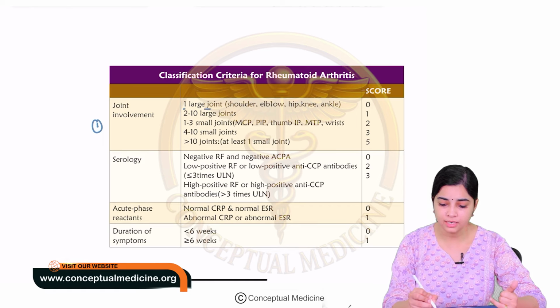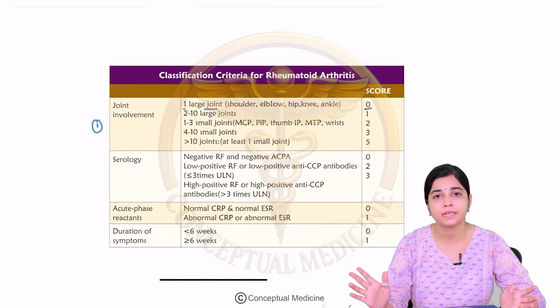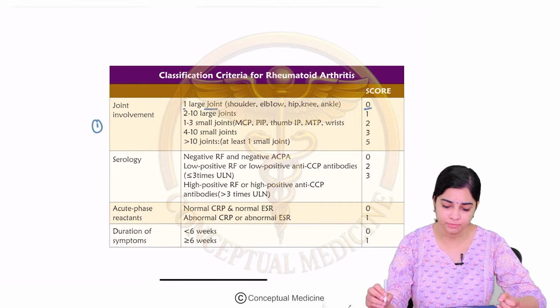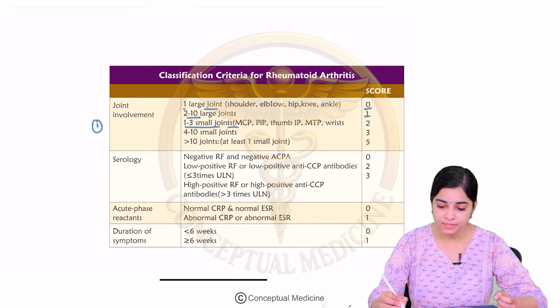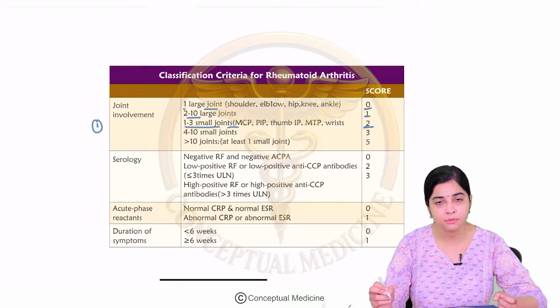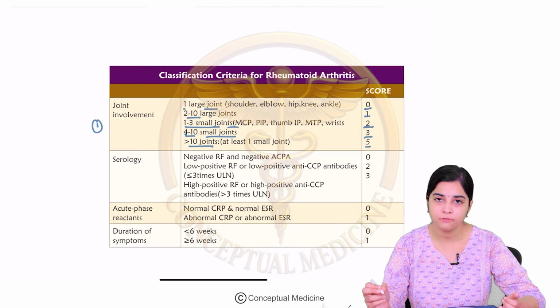Only one large joint is given a score of 0, because rheumatoid arthritis involves bilateral symmetric small joint involvement. Two to 10 large joints is given a score of 1. But if there is small joint involvement, as you can see, the score value is much more, and as the number of joints goes on increasing, 4 to 10 small joints is 3, more than 10 joints is 5.